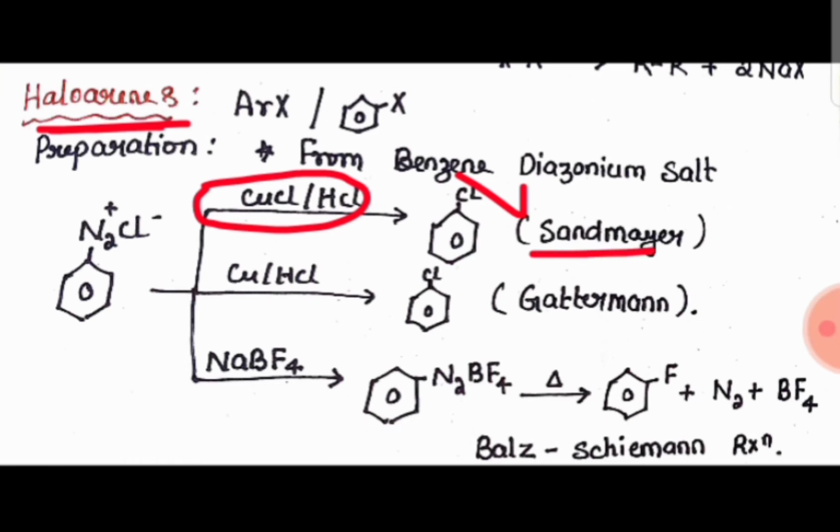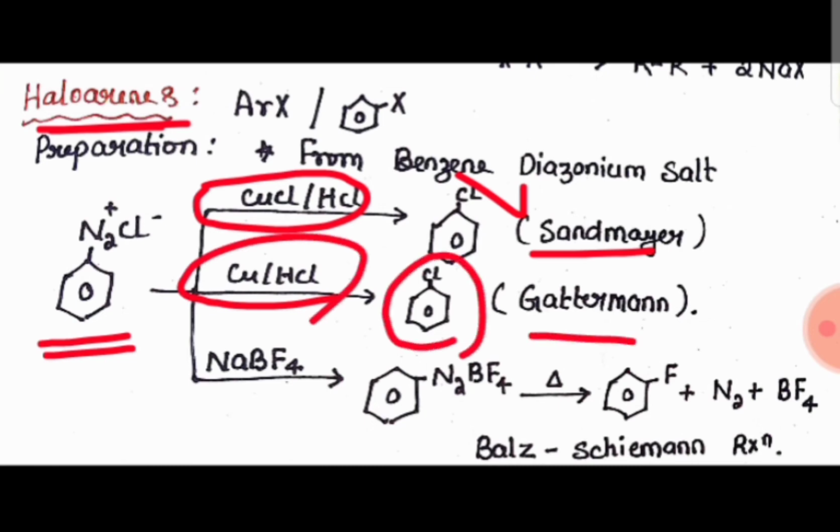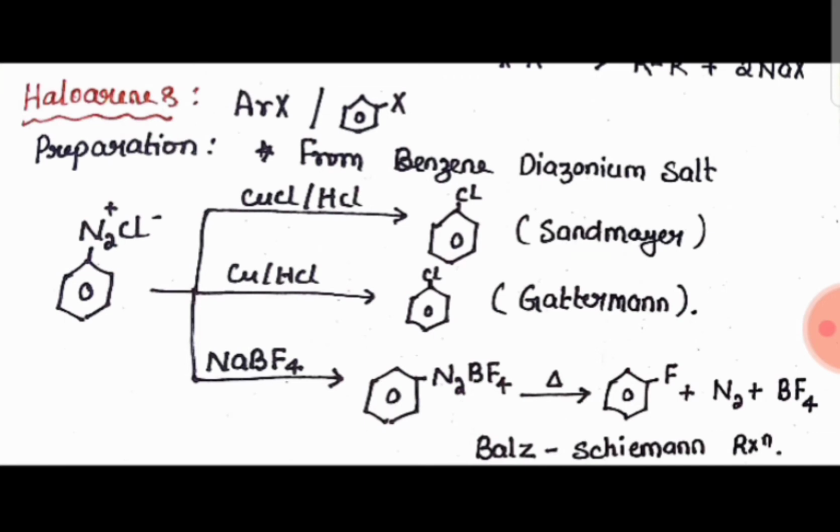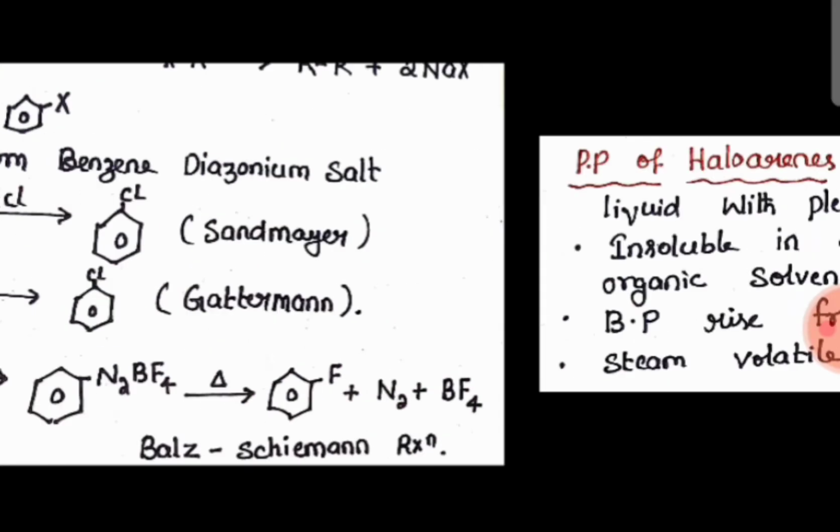It is Sandmeyer's reaction. The same benzene diazonium chloride, when we treat it with copper and HCl, then also we will get chlorobenzene, that is the Gattermann reaction. When benzene diazonium chloride reacts with NaBF4, here also we will get one haloarene, that is the Balz-Schiemann reaction. So these reactions you have to practice and remember.